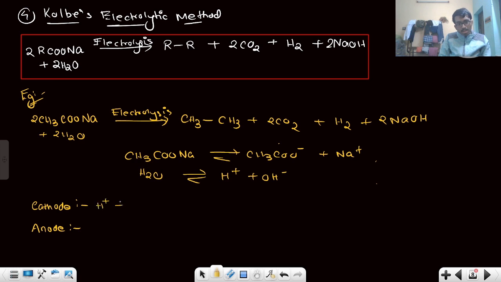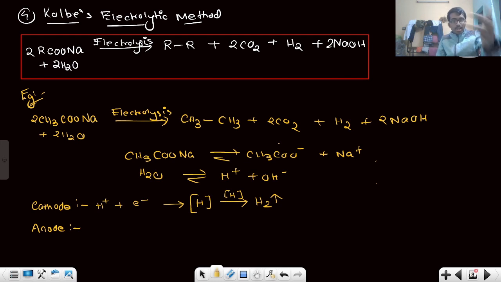So hydrogen will go and accept how many electrons? One electron. And it will form what? Atomic hydrogen, which cannot exist, so it will combine with another hydrogen to form dihydrogen, and this will go out. So the dihydrogen comes out from the cathode. So where is the other one? At the anode, obviously. So at the anode we have CH3COO minus going.